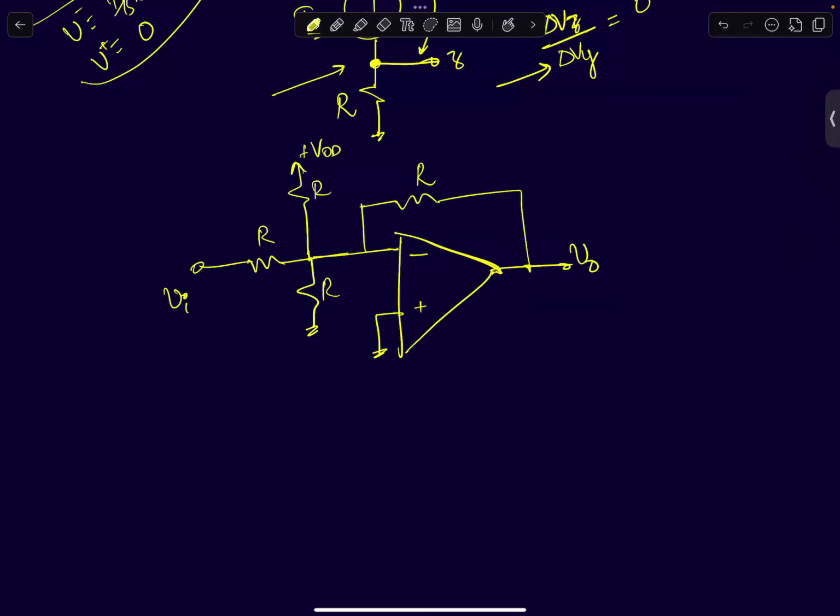So I want you to find out what is the value of V naught and I naught in this circuit. The circuit looks something like this. What is the value of V naught? First, let's ignore this part, then we'll add this part. So I'm giving you a circuit like this. What will be the voltage V naught and I naught? You can express them in terms of Vi and R.